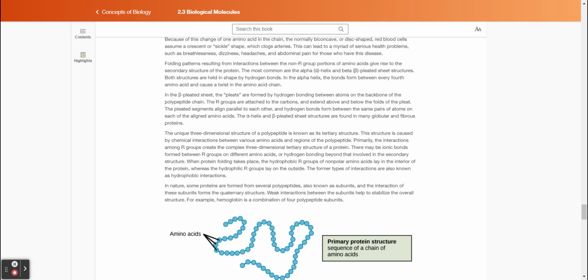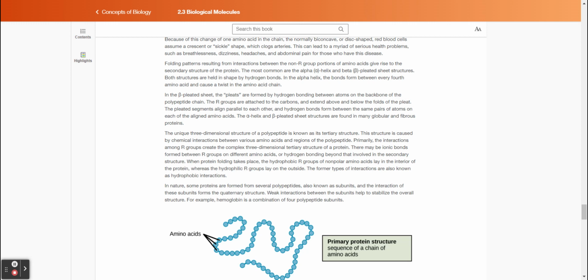Folding patterns resulting from interactions between the non-R group portions of amino acids give rise to the secondary structure of the protein. The most common are the alpha helix and beta pleated sheet structures. Both structures are held in shape by hydrogen bonds.